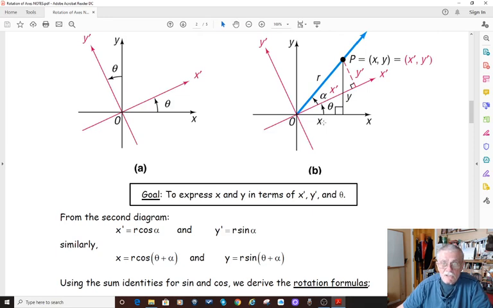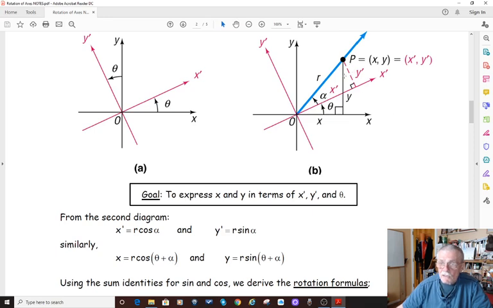Okay, so let's take a look at this. Now, from our second diagram, diagram B, if you look at this triangle here, you have x prime, you have a perpendicular length y prime, then you have r. And it turns out that cosine of alpha is x prime over r, therefore x prime is r cosine alpha. And similarly, sine of alpha is y prime over r, and y prime is r sine alpha. Now we've done this type of thing many times in the past.